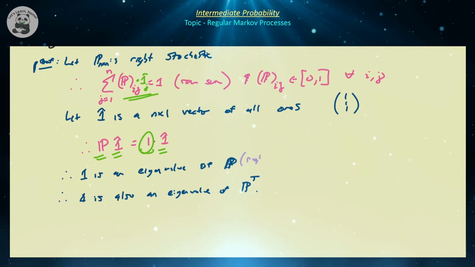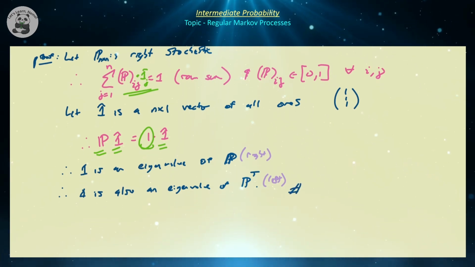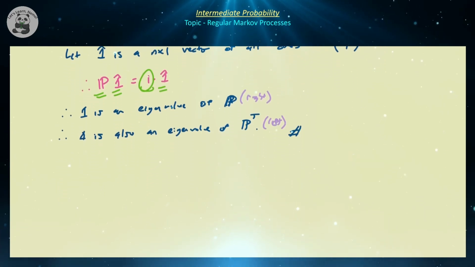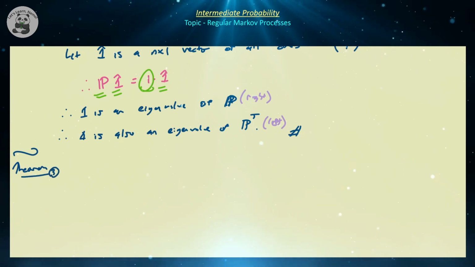So if P is right stochastic, that means P transpose is left stochastic, and therefore, regardless of the type of stochasticity of this matrix, 1 will always be an eigenvalue for that, right? So that's actually going to be a very important theorem when it comes to regular matrices and regular Markov processes.